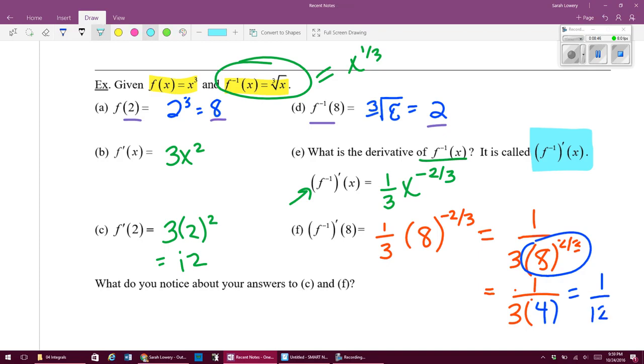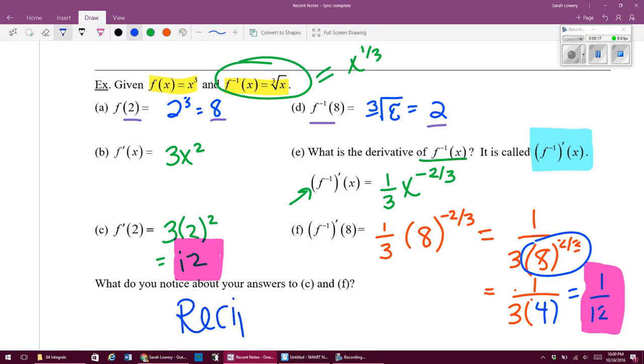Now, some really important things happen here. Number one, look at f prime of 2, and look at f prime of my inverse of 8. They're related. In fact, they are reciprocals of one another, and that's going to be super important. I want you to write yourself a note. Hey, they are reciprocals. Okay? So that brings us to a theorem, a really important theorem.